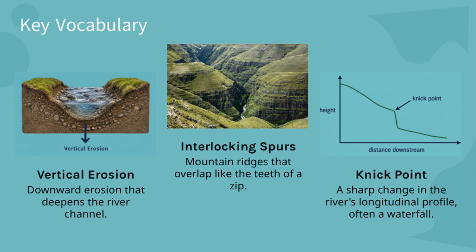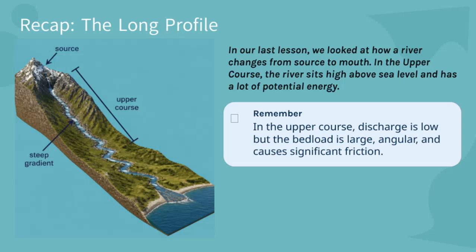The third key term is nick point. A nick point is a sharp change in the river's long profile. The long profile means the shape of the river from source to mouth. A waterfall is a common example of a nick point because it creates a sudden drop in the river's course. These terms will help us explain the landforms properly. Remember, in GCSE answers, using key vocabulary accurately can help move your answer from a basic description to a strong explanation. Let's start with a quick recap.